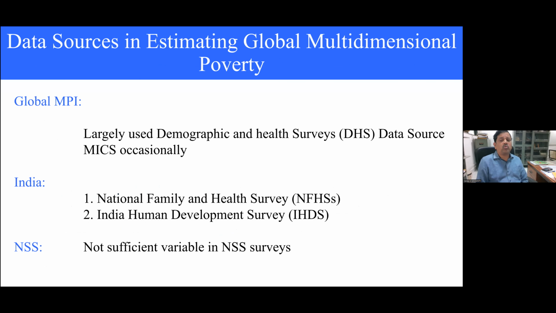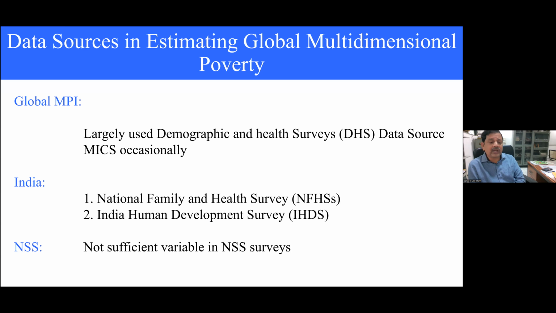One of the key features we see in case of multidimensional poverty is that in its current form it is being estimated using microdata. This estimation of MPI is largely contingent on the use of microdata. Unlike the HPI-1 or HPI-2 or even the SDI, where we use aggregate level data, the MPI is largely derived using microdata.